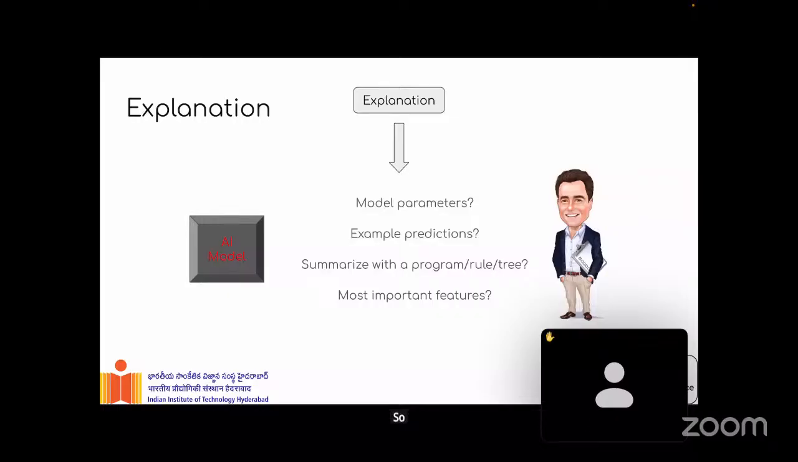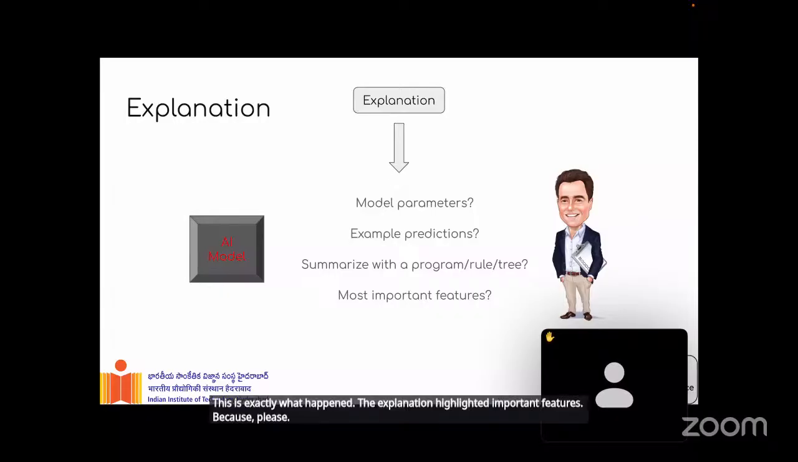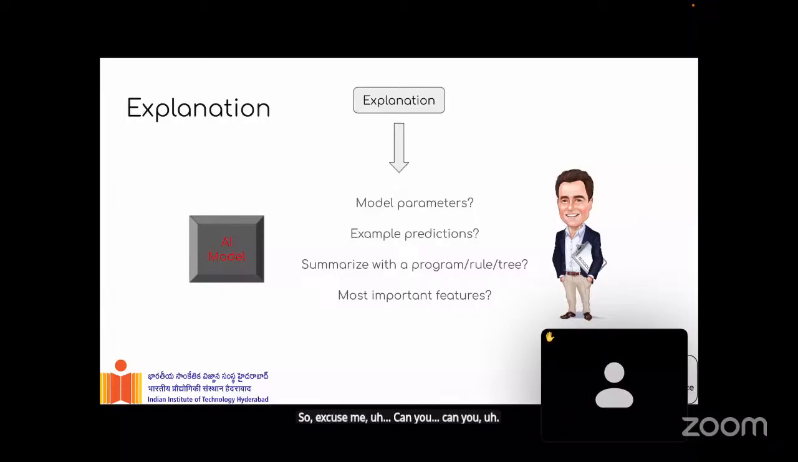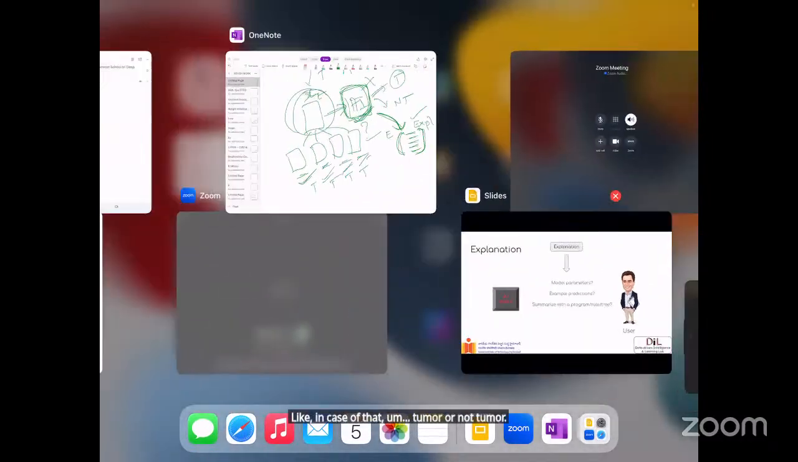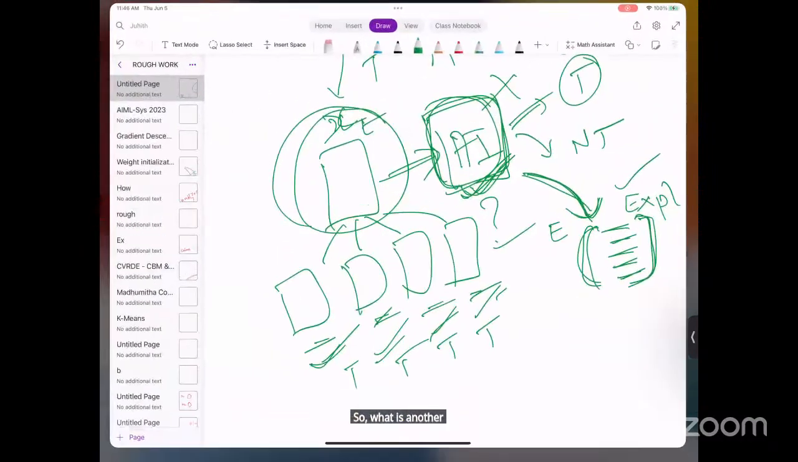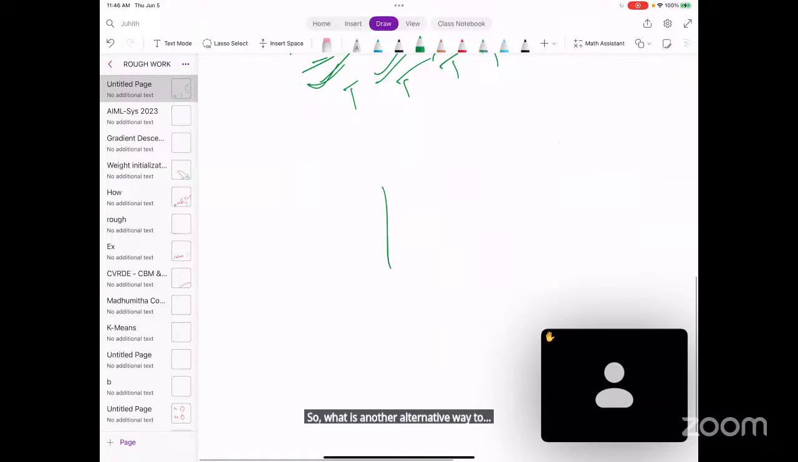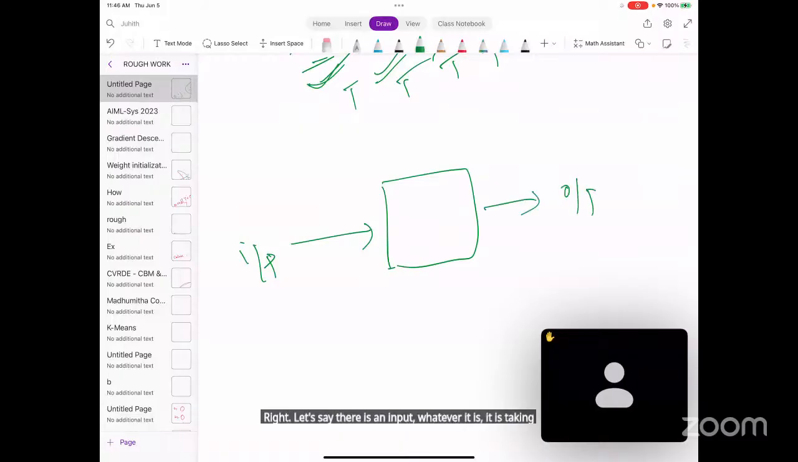Sir, excuse me, please. Can you reiterate the last point? It is not clear. Like in case of that tumor or not tumor, what is another alternative way to produce an explanation?